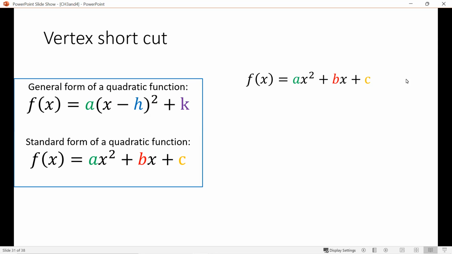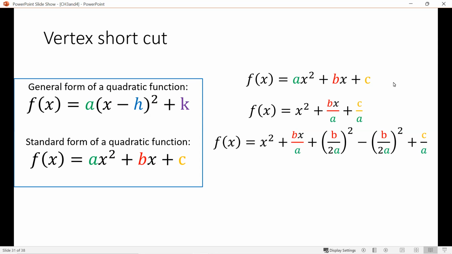From that standard form, we can calculate the vertex just using these 3 coefficients. It actually comes from completing the square on these leading coefficients. So here I'm going to complete the square on this generalized standard form.